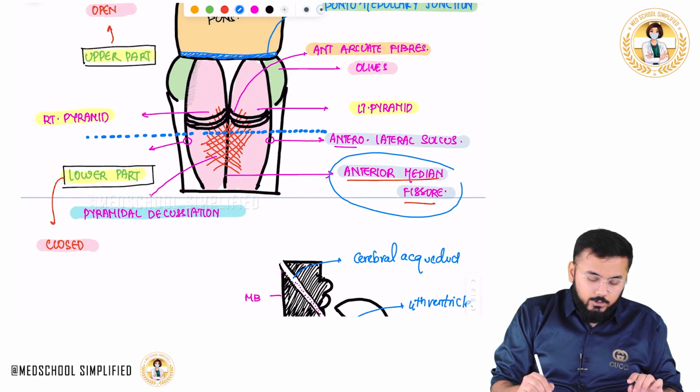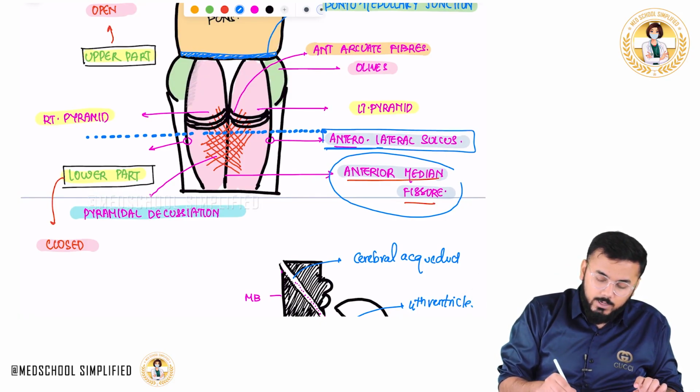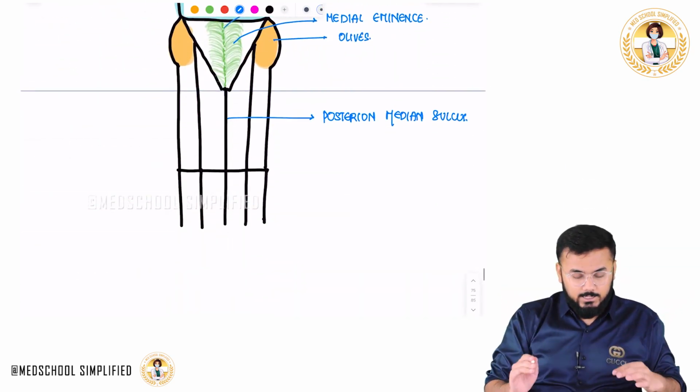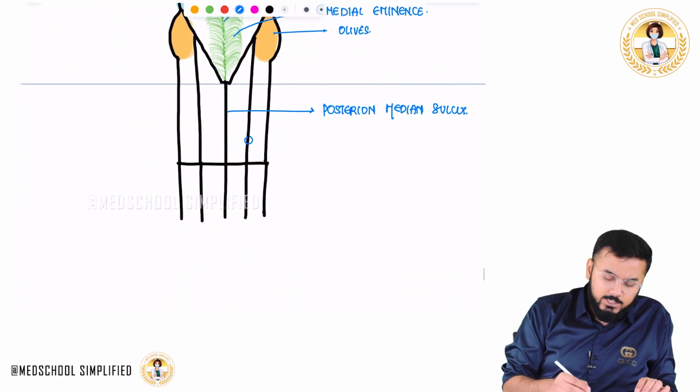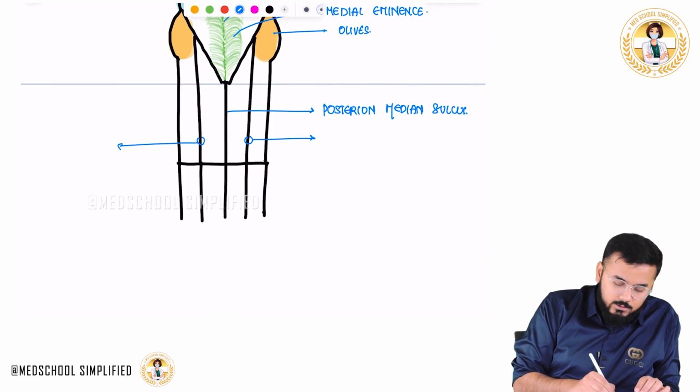Next, here you have also seen two more important things. On the lateral side, this one you call the anterolateral sulcus. On the lateral sides like this. So here also, do we have any lateral structures? See, this is one lateral structure located over here, and this is another lateral structure located over here.